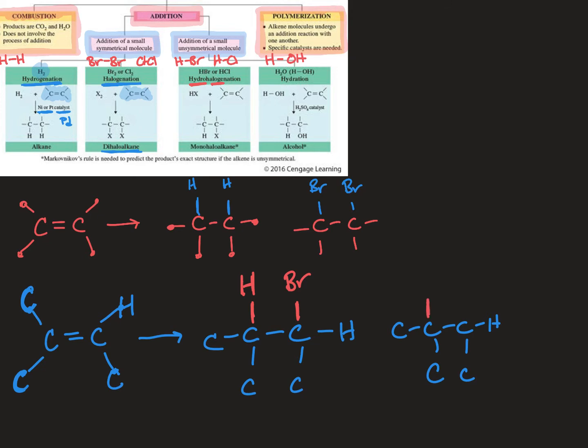And add the bromine on the left and the hydrogen on the right. So notice the difference. In this example, the hydrogen was added to the carbon that had 2 carbons attached to it, and the bromine was added to the carbon that had 1 carbon and 1 hydrogen. If I look at the second example, bromine is now added to the carbon with 2 carbons, and the hydrogen is added to the one with a hydrogen and a carbon.